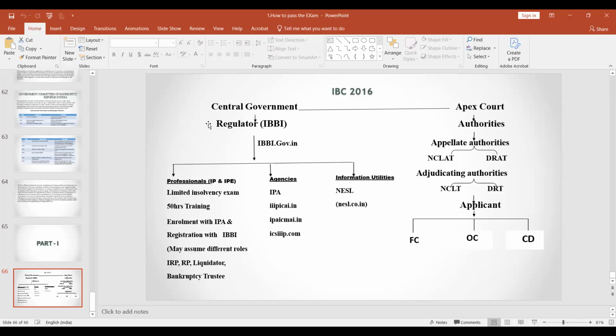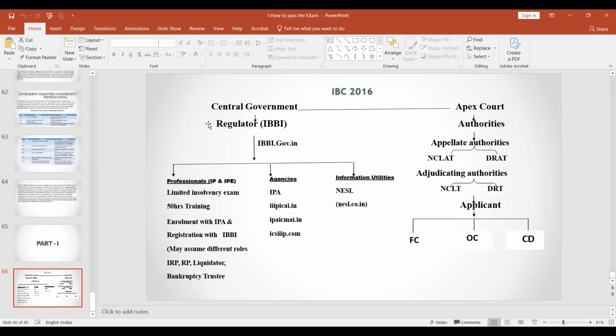On the other side is the process whereby a person who has given a loan is normally referred to as a financial creditor in IBC. So he can make an application for starting this process. Similarly, an operational creditor, who might be a supplier of goods or services, an employee, or a government department like customs, income tax, excise, etc. So financial creditors, operational creditors, and the corporate debtor itself can make an application.